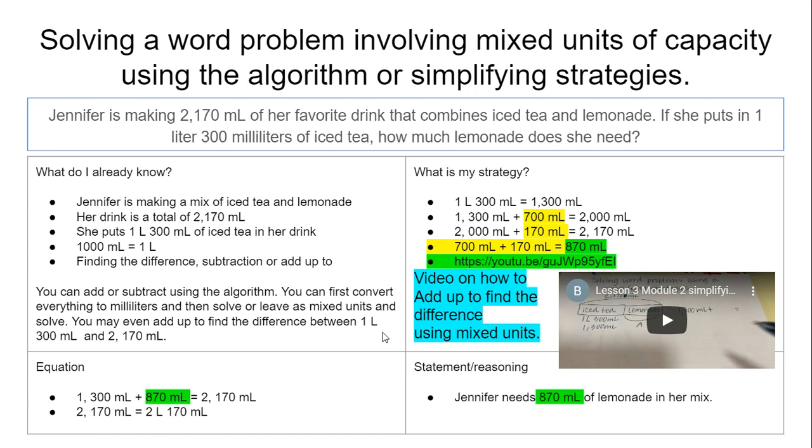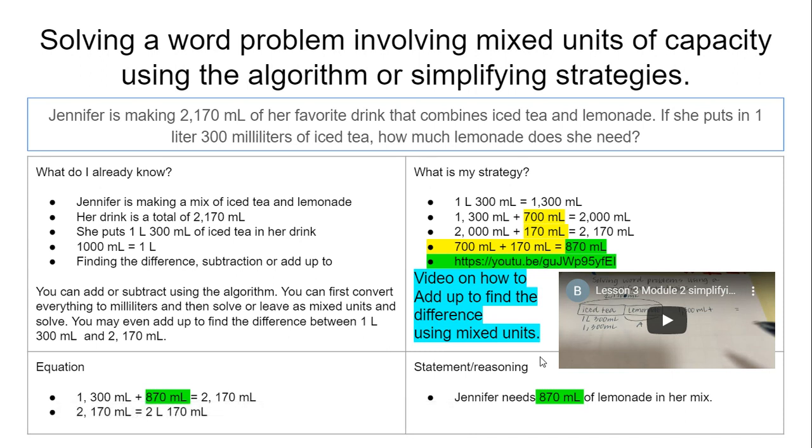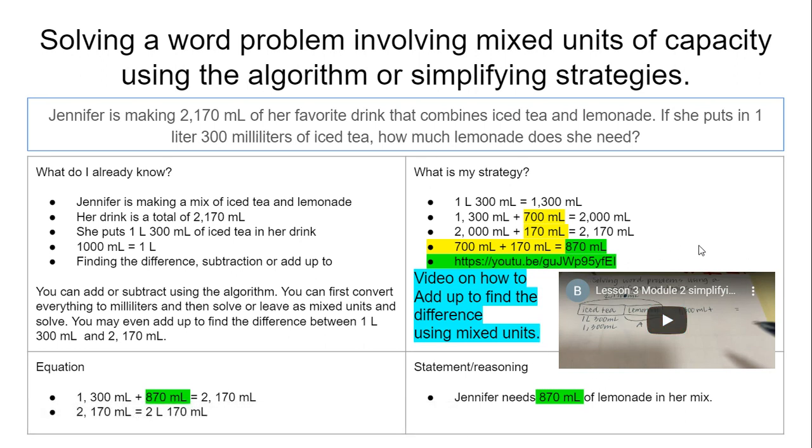Again, making sure I have my equations in for each step, my statement and reasoning. Jennifer needs 870 milliliters of lemonade in her mix. Again, I have embedded a video that shows how to set up a tape diagram, how to add up to find the difference, as opposed to subtraction. Subtraction will still work in this case. I'm just showing a different way to solve this particular problem.